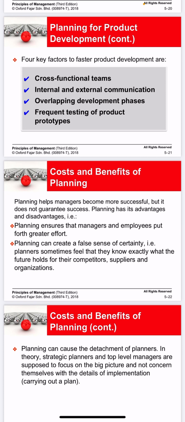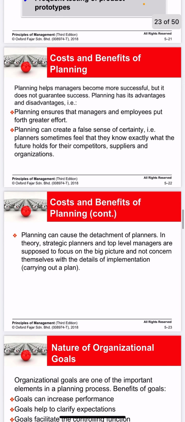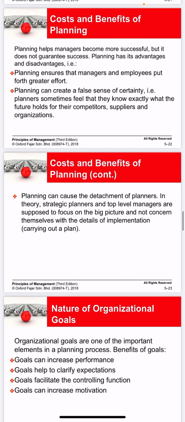Sometimes if we wrongly plan for some projects, programs, or tasks that we are accountable for, it may create a false sense of certainty in terms of predicting the future of the product, the future of the company, for example. Planning can also cause the detachment of planners. For example, people who plan the projects are actually not involved in the process of implementing the plan in achieving those goals set by the planners. So those were the disadvantages of planning.